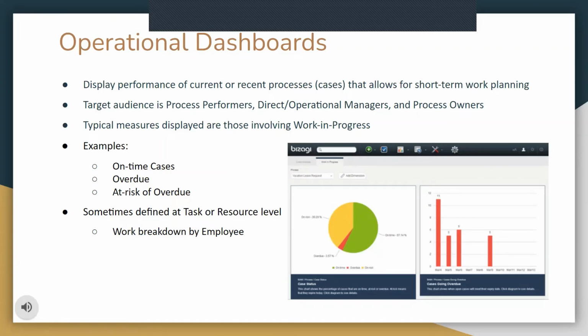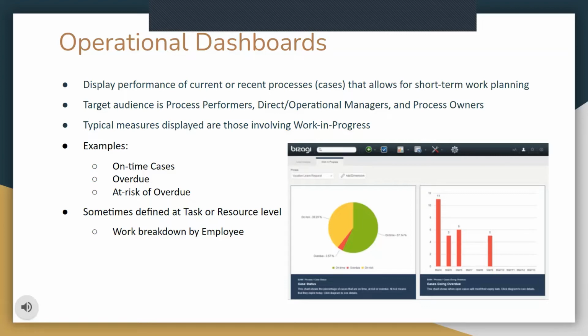Typical measures, again, are generally those that are involving work in progress. So how many cases are open currently? How much work is there left to be done? How much work has been done are examples of this. Additionally, like what are those that are overdue? That would probably be configured in a way that the dashboard would alert employees of overdue items.